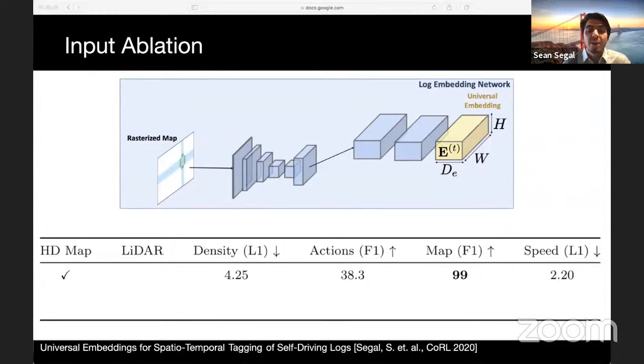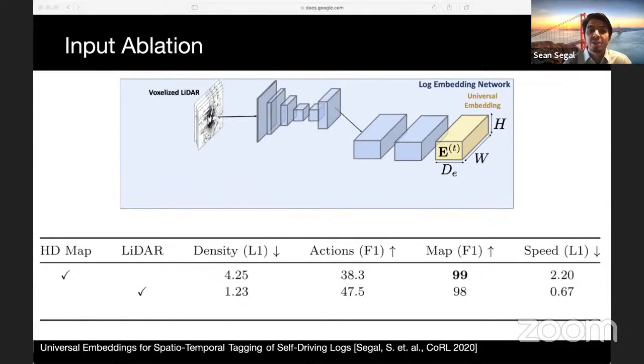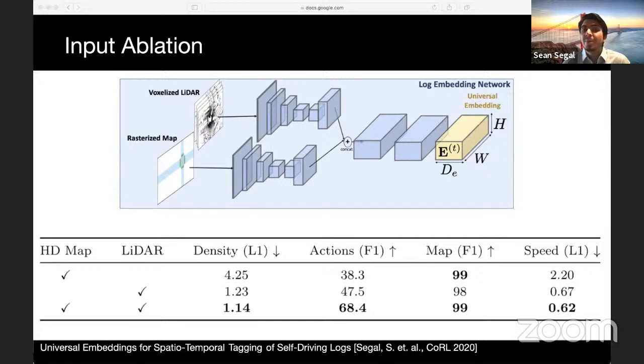Given only the map, we notice poor performance across most attributes, other than map topology tags and the parked vehicles tag. Given only LiDAR observations, our model can reasonably tag actor density, vehicle speed, and certain vehicle actions, which can primarily be inferred from vehicle motion, such as turns. We see the best performance across all tags when the model is given both LiDAR and HD maps, and notice that certain tags like actor density and lane changes benefit considerably from leveraging both inputs simultaneously.